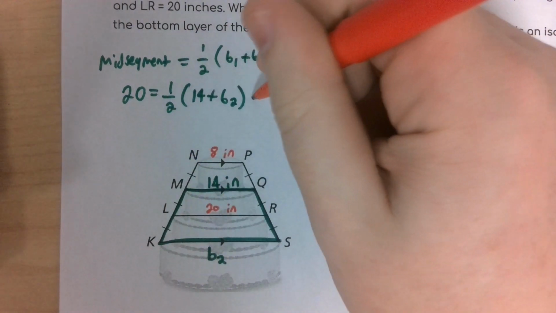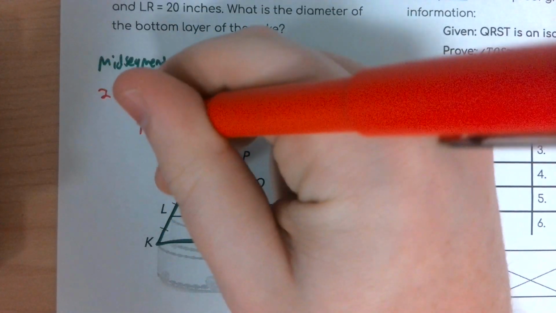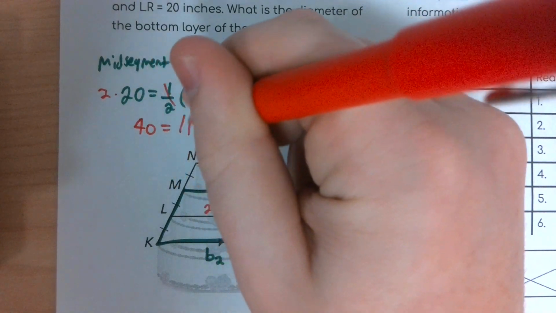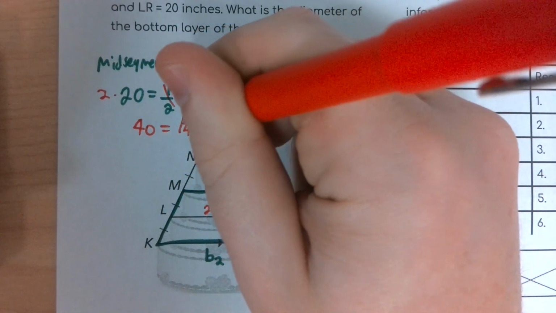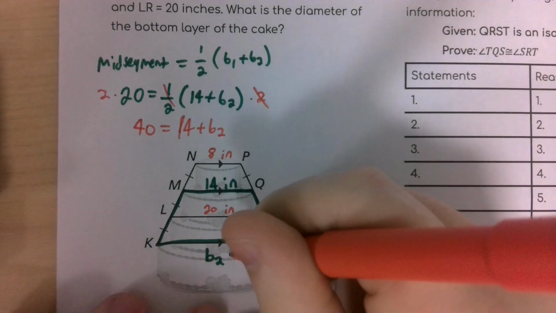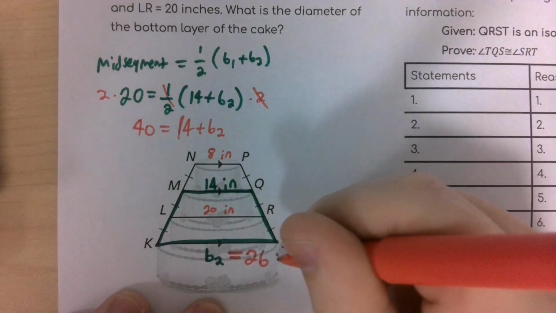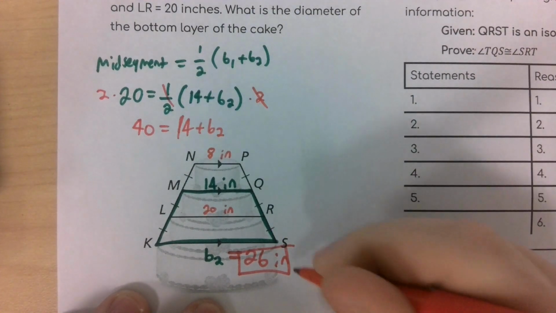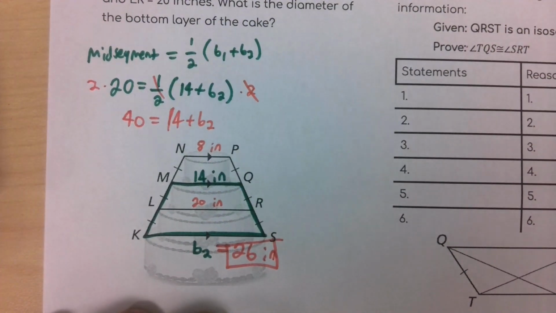To get rid of 1/2, I'm going to multiply both sides by 2 to get 40 equals 14 plus base 2. And when we subtract 14 from both sides, we find that base 2 should be 26 inches long. Here we go.